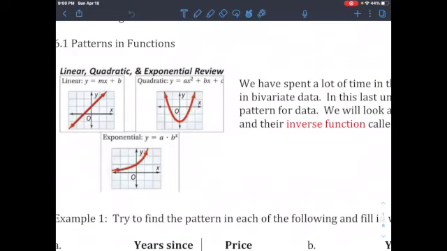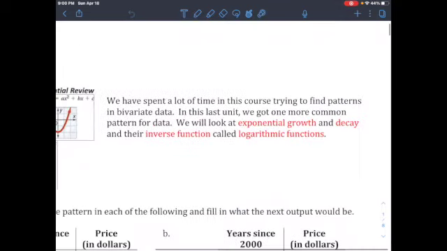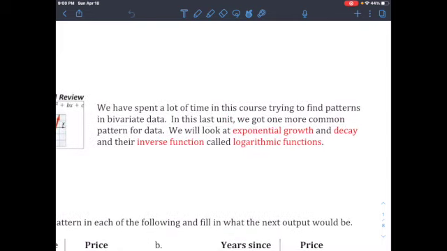Everyone, today we are talking about patterns in functions. We have spent a lot of time in this course trying to find patterns in bivariate data. In this last unit, we get one more common pattern for the data. We will look at exponential growth and decay and their inverse function, called logarithmic functions.